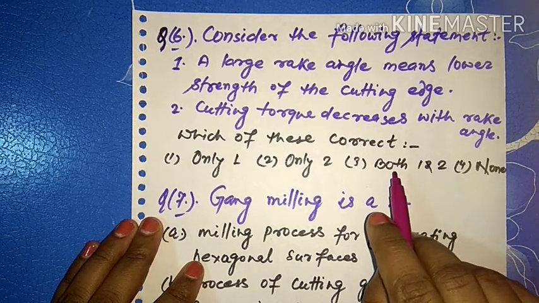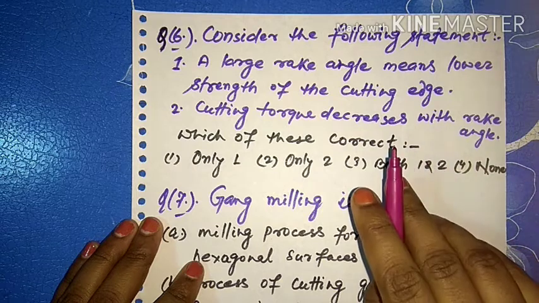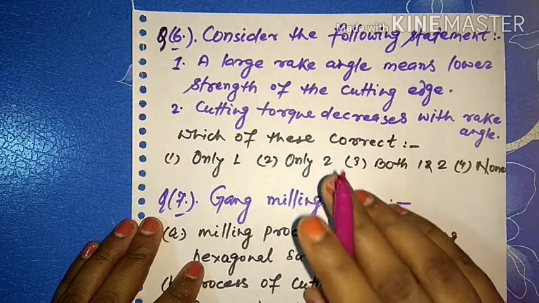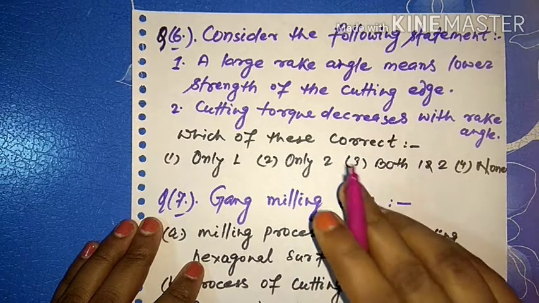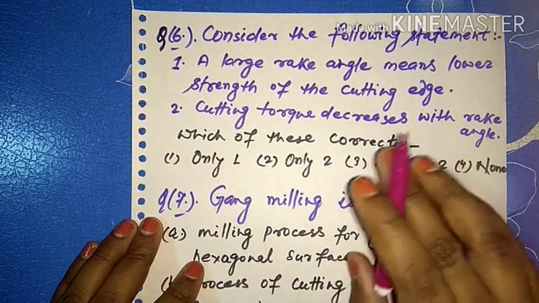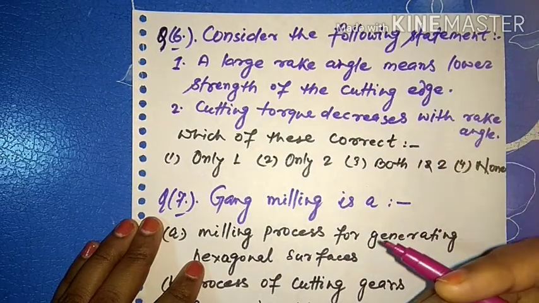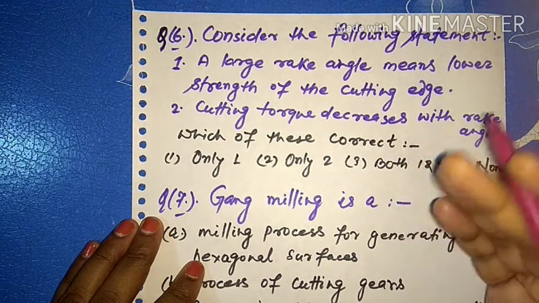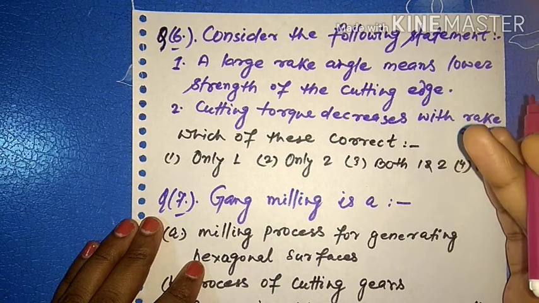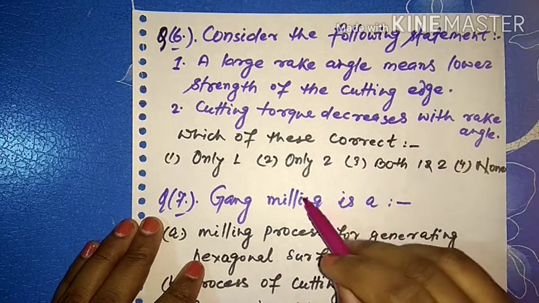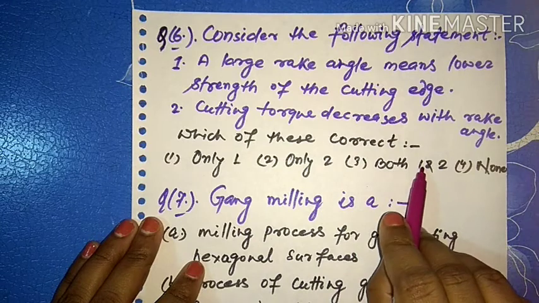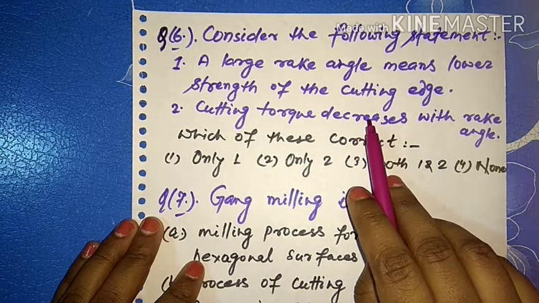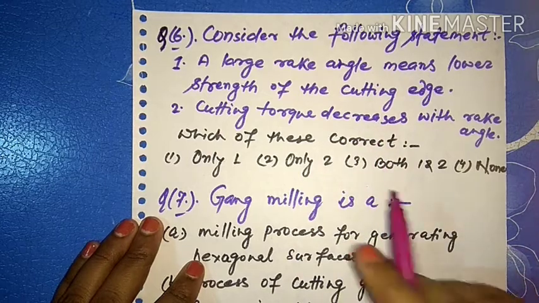So friends, large rake angle decreases the strength of the tool. Large rake angle जो है strength of the tool को decrease करता है. With decrease in rake angle, cutting force increases. जब रेक एंगल को कम करेंगे तो मेरा कटिंग फोर्स जो है वो इंक्रीज करेगा. दैट्स वाई कटिंग टॉर्क जो होगा वो आल्सो इंक्रीज करेगा. सो ऑप्शन सी, बोथ 1 and 2 मीन्स फर्स्ट एंड सेकेंड दोनों स्टेटमेंट जो है वो करेक्ट है. सो ऑप्शन सी इज करेक्ट आंसर.